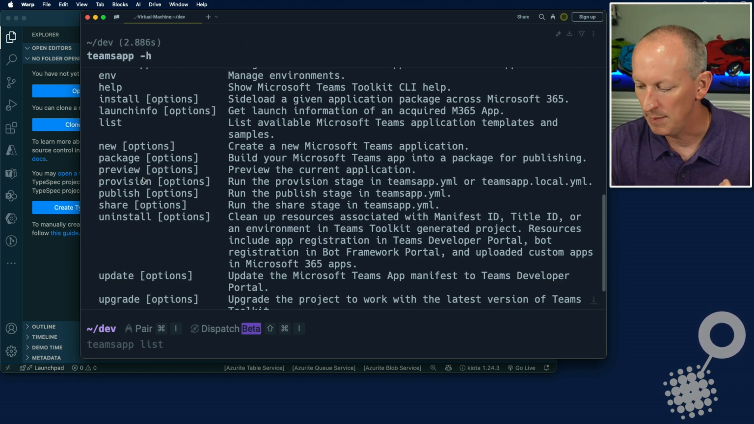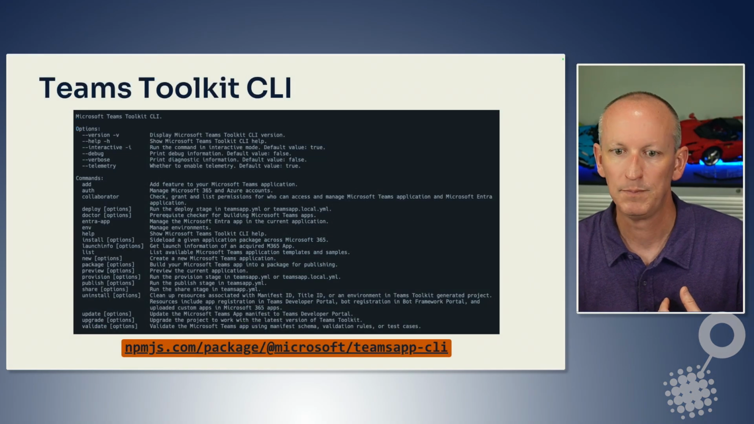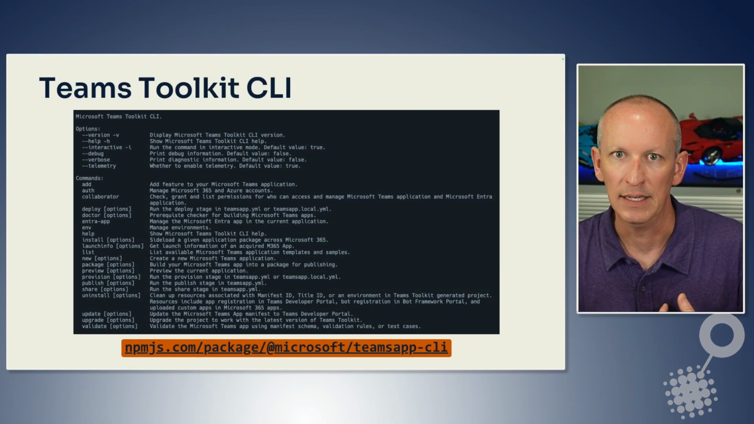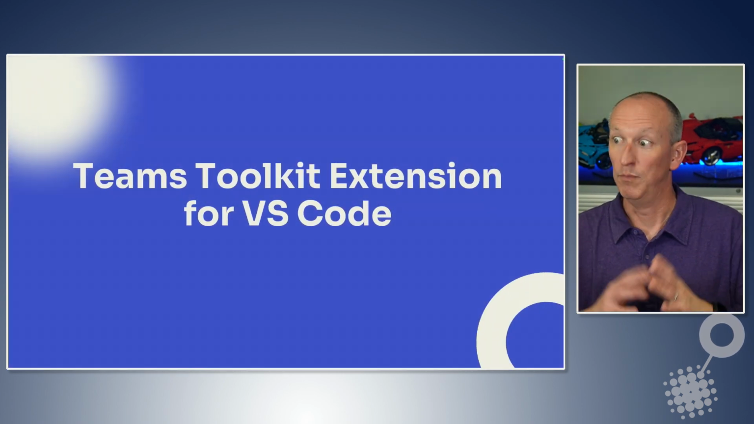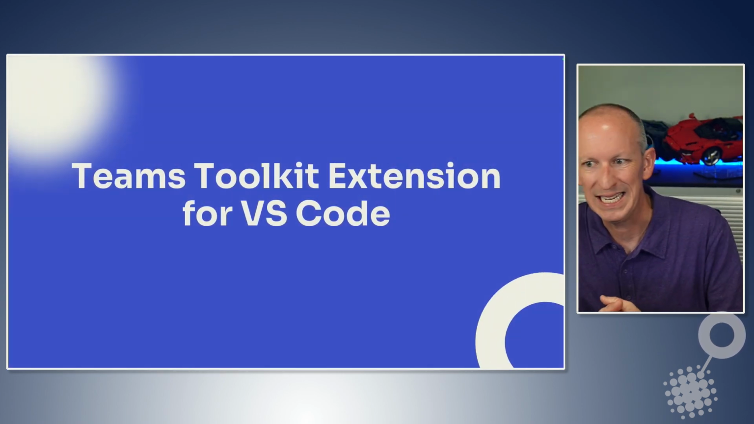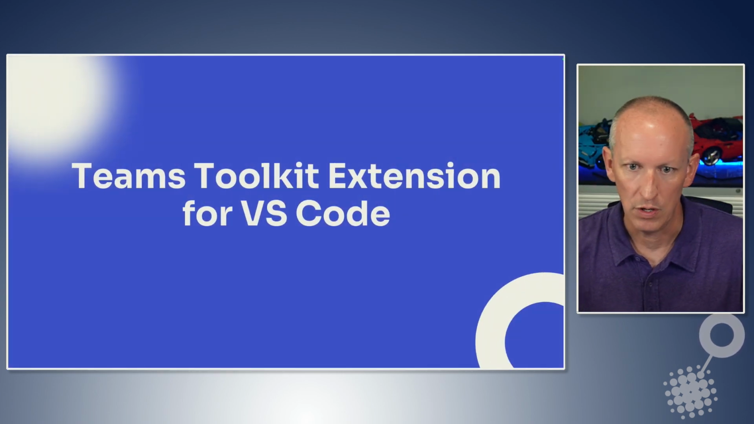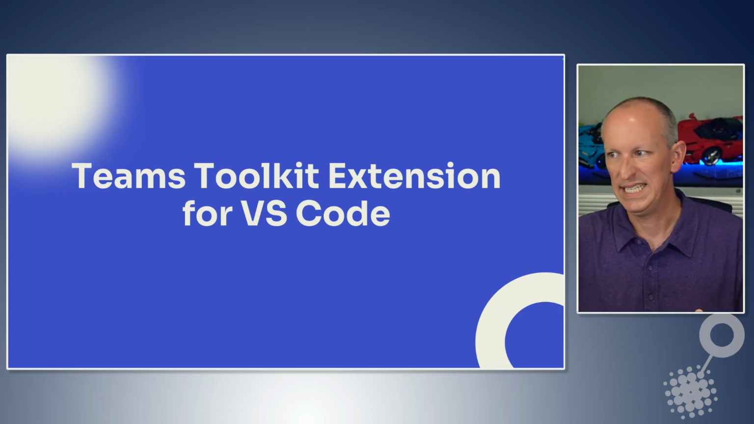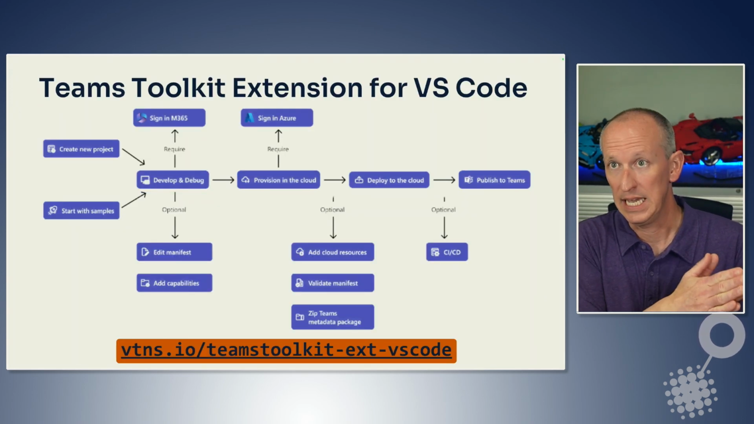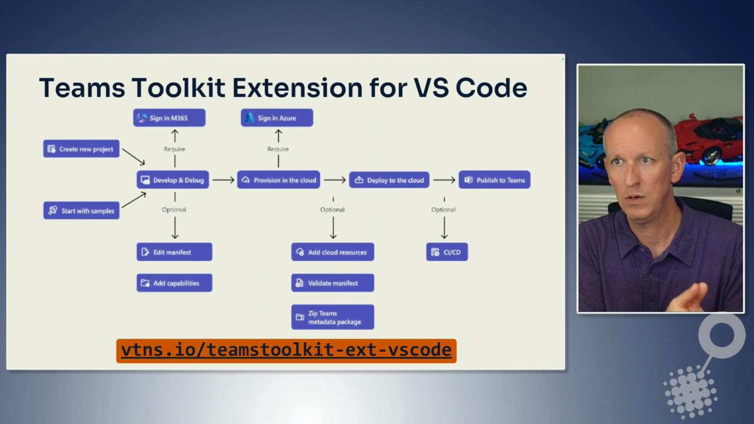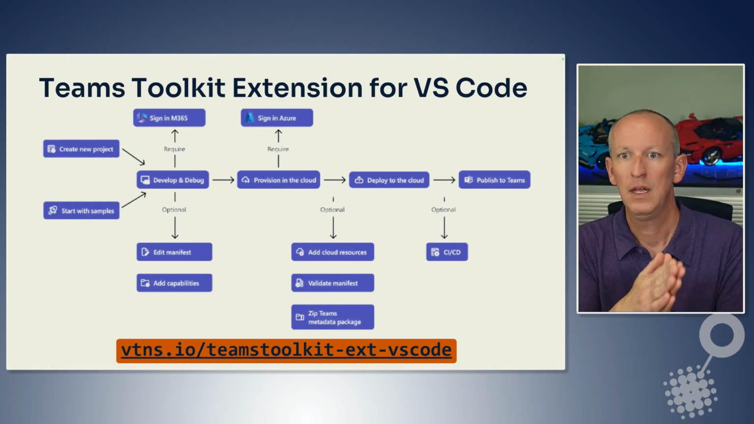So with that, let me jump back over to my slides, and let's jump into the next thing I want to cover, which is the big thing: the Teams Toolkit extension for Visual Studio Code. So what is this? The Teams Toolkit extension for VS Code is something you're going to get if you go to VS Code, and I'll show you where you can get this in a bit.